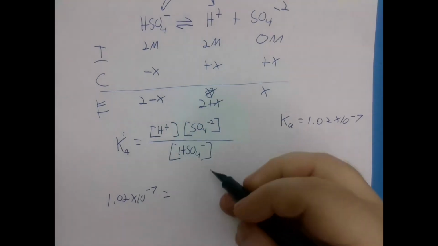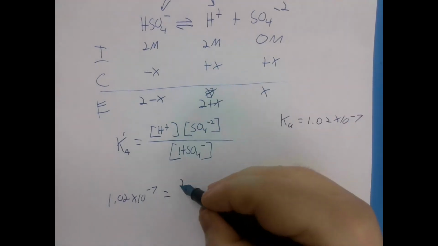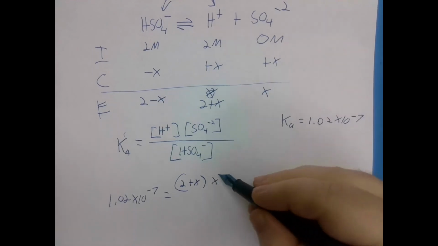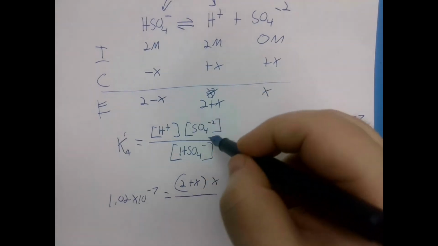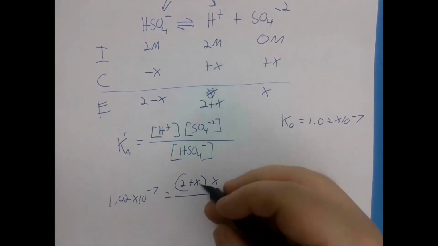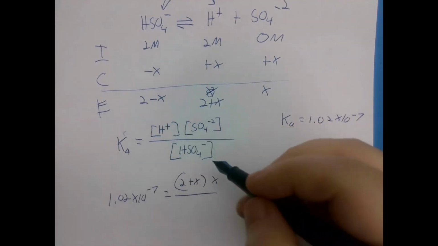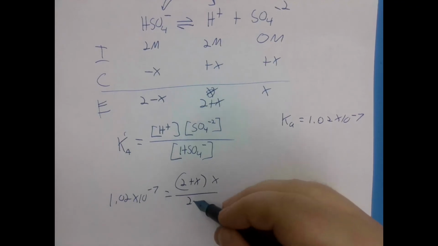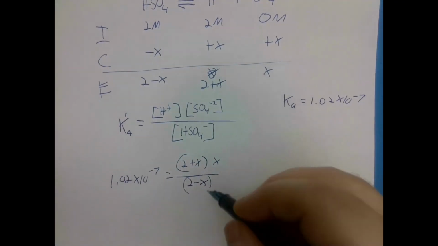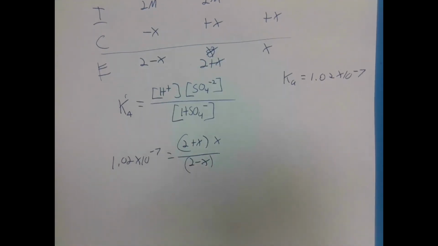This would be our final concentration of H plus, which would be 2 plus X. Our concentration here is X. And our concentration of HSO4 negative is this one right here, 2 minus X. And then just solve for X.